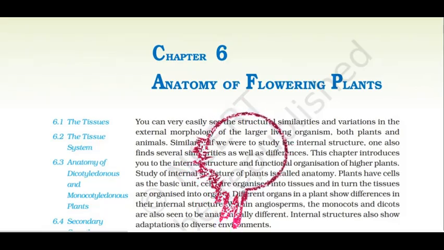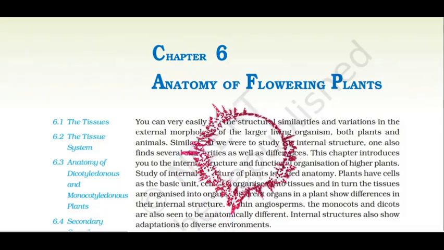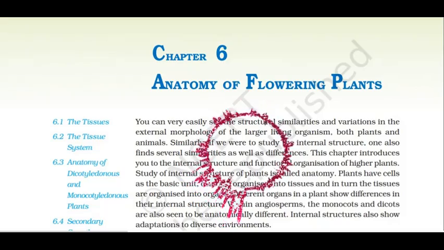Cuticle is absent in roots. Stomata are the structures present in the epidermis of leaves. Stomata regulate the process of transpiration and gaseous exchange. Each stoma is composed of two bean-shaped cells known as guard cells, which enclose the stomatal pore. In grasses, the guard cells are dumbbell-shaped.